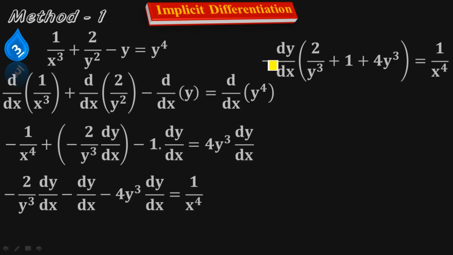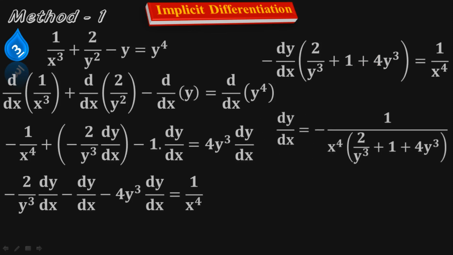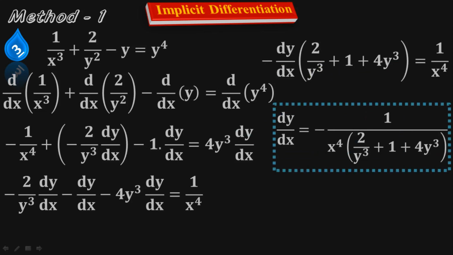When you do the multiplication back and open the parentheses, you will get back the same expression on the left side. I need dy over dx. Therefore, I will divide both sides by negative times the quantity 2 over y cubed plus 1 plus 4y cubed to get rid of it on the left side. Therefore, my dy over dx will be 1 over x to the 4 times the quantity 2 over y cubed plus 1 plus 4y cubed, with the negative sign from dividing both sides. This is going to be the final answer. It is implicit differentiation by using method 1.